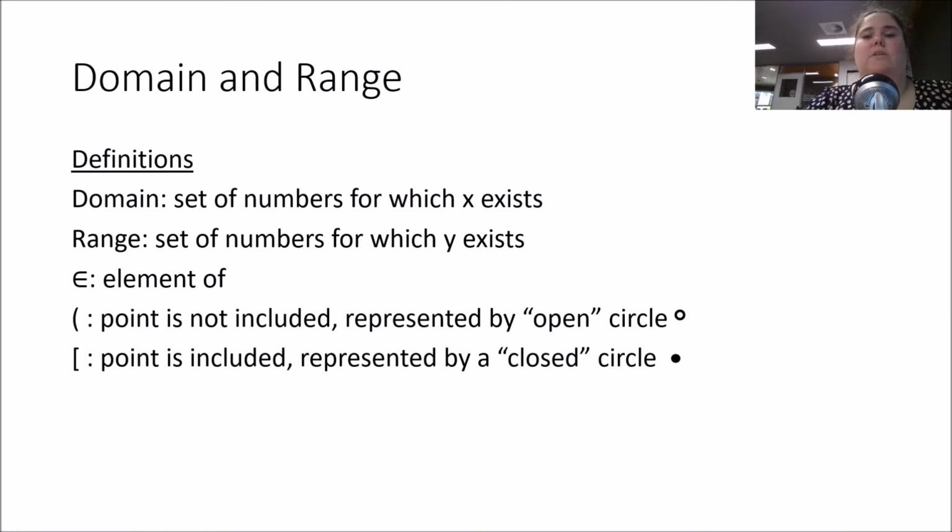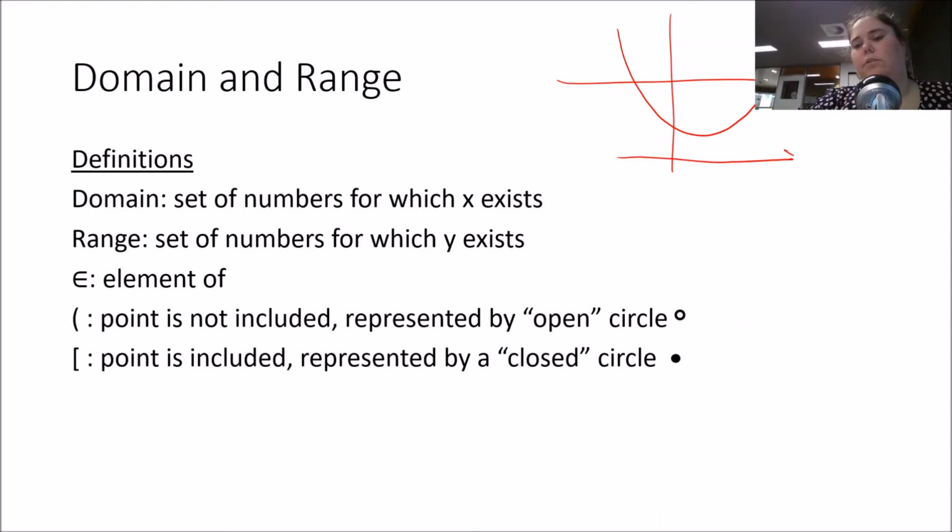Domain and range. It's talking about the x values and the y values of a graph. So if I have a casual little graph going on, how far along horizontally my graph will go is my domain, which is my x values. We represent domain by x is an element of. That's what the little e stands for.